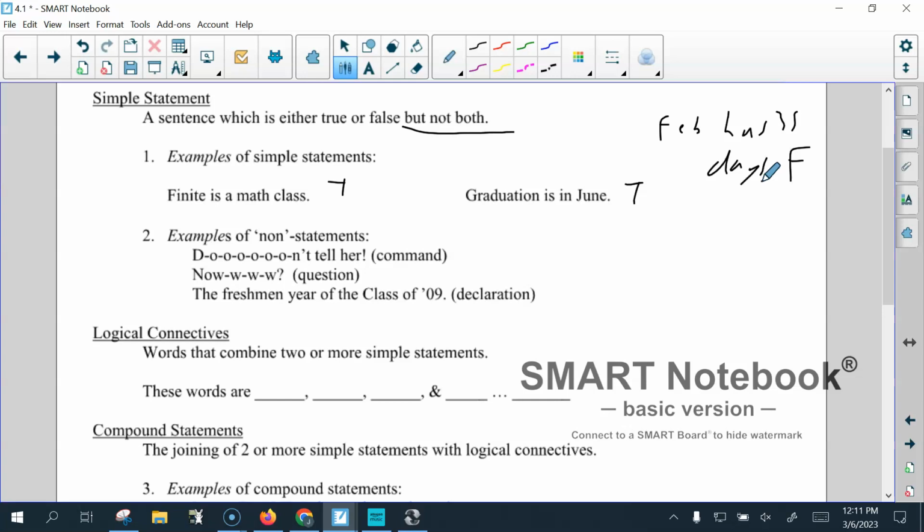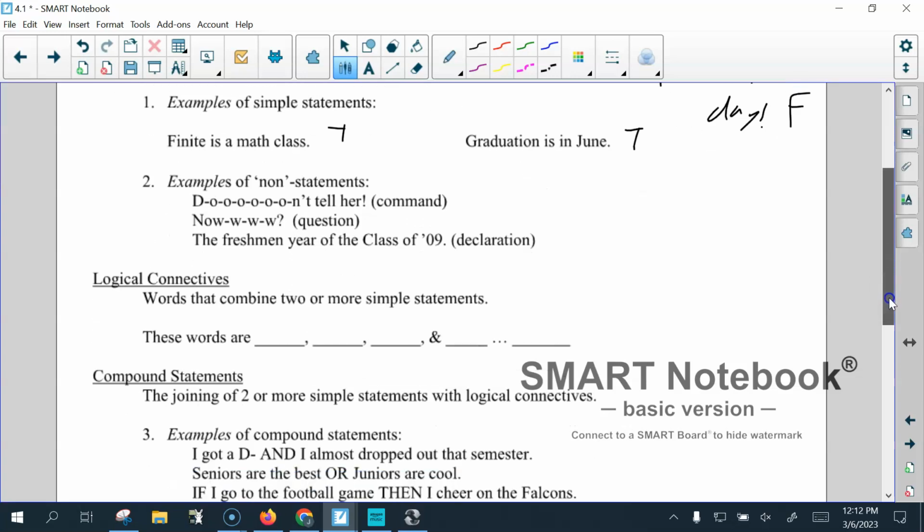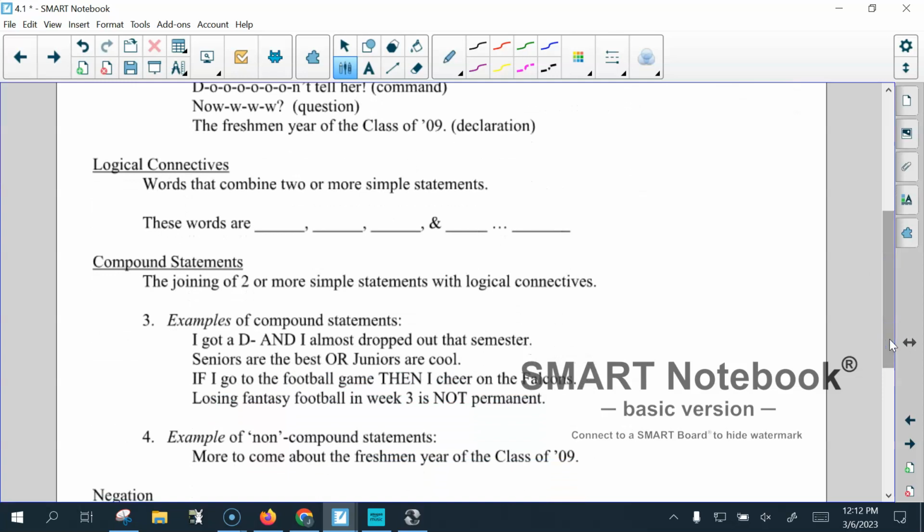All right, non-statements. If you yell at somebody, don't tell her, that's a command. It's not a sentence. Now, that's a question you're asking someone. It's just a simple one-word question, but it's not a statement. The freshman year of the class of 09. That's like if you're announcing the freshman class of 09. But that's not a statement, it's just a declaration.